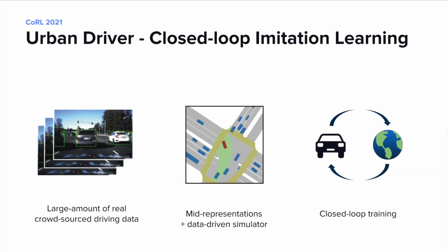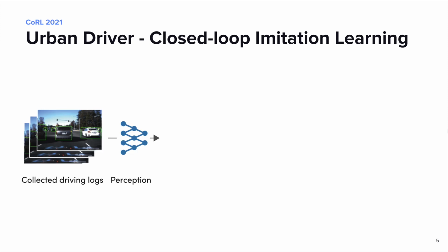In our work, we approach the problem as imitation learning from expert demonstrations. This approach is a scalable way to learn driving policies without the need of expert cost tuning or defining perturbation models or similar. It is based on three elements: large amounts of collected data, mid-level representations plus a simulator, and closed-loop training. Each of them has their own challenges, and we are the first to demonstrate how to combine these pieces together at scale. Let's see how these pieces fit together.